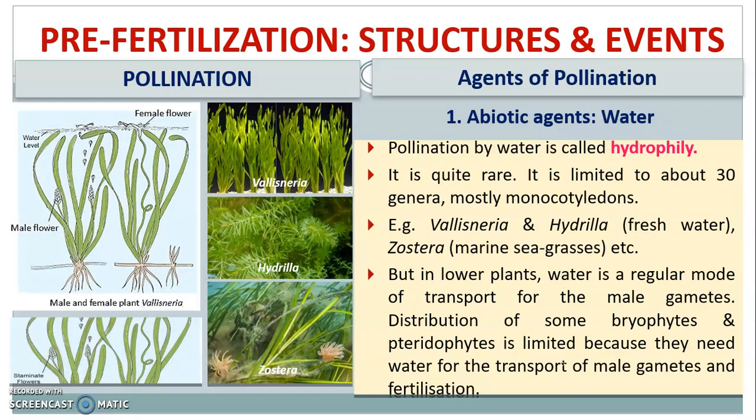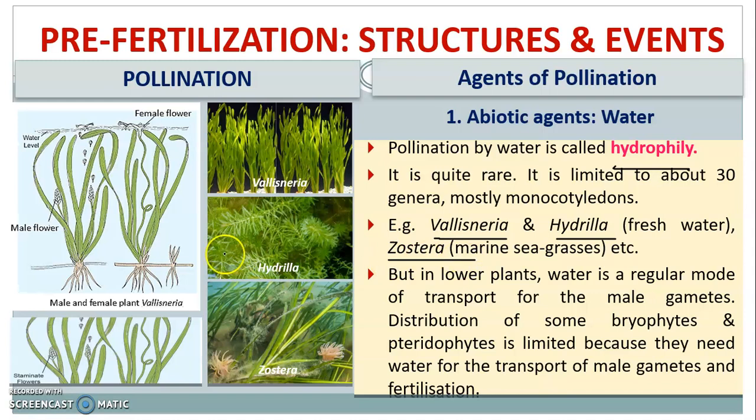The next abiotic agent is water. Pollination which is regulated by water is known as hydrophily. The word hydro means water, so when water is causing pollination, it is known as hydrophily. This type of pollination is not a very common mechanism. It is quite rare because it occurs only in aquatic plants and those plants which grow near a water body. Some examples of water pollination are Vallisneria, Hydrilla and Zostera, which are all aquatic plants.